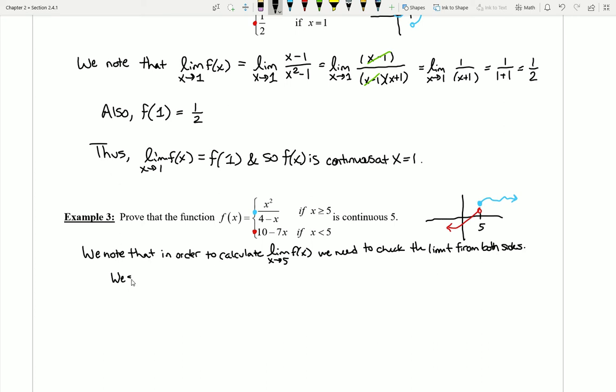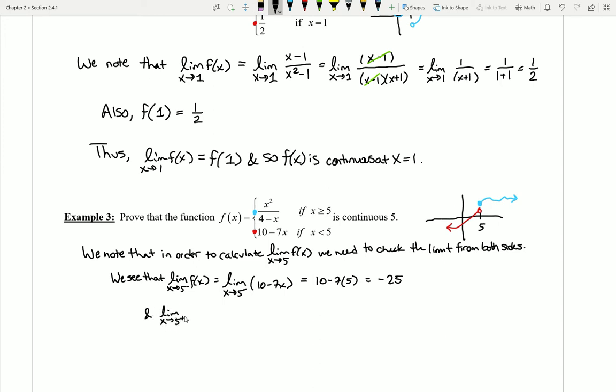I'll start by saying we see that if I do the limit as x approaches 5 from the left, that would be using, well, the left part of my function is the red part. So that would be doing the limit as x approaches 5 on the red. But notice that that red piece there is just a polynomial. So I can use direct substitution and just evaluate at the value of 5. So this is going to be 10 minus 7 times 5, or 10 minus 35, which is negative 25. Okay, so that's the limit from the left. What about the limit from the right?